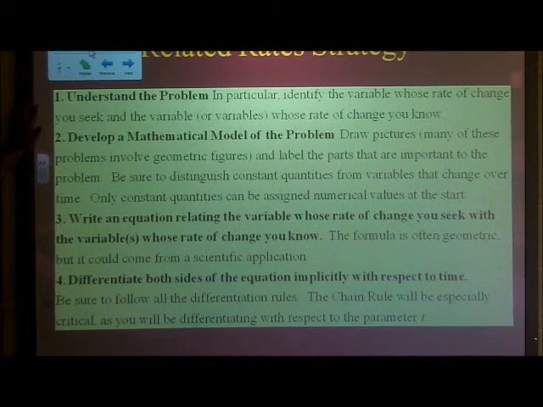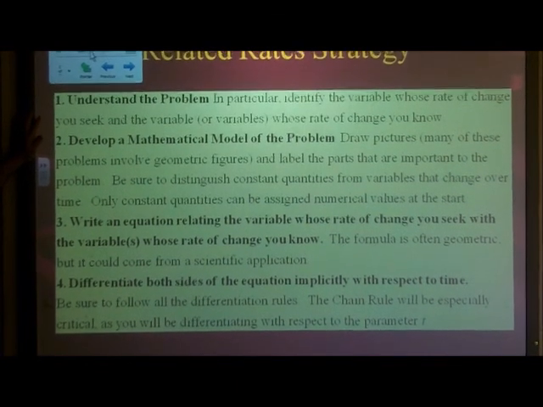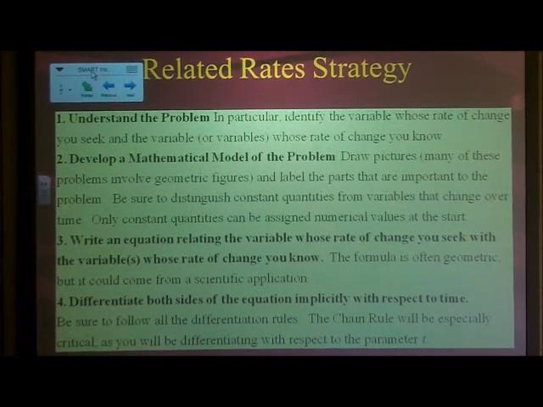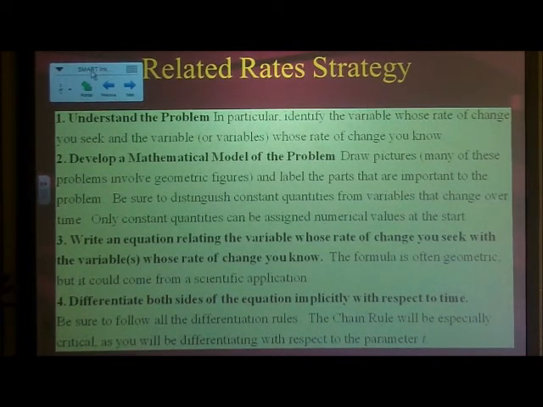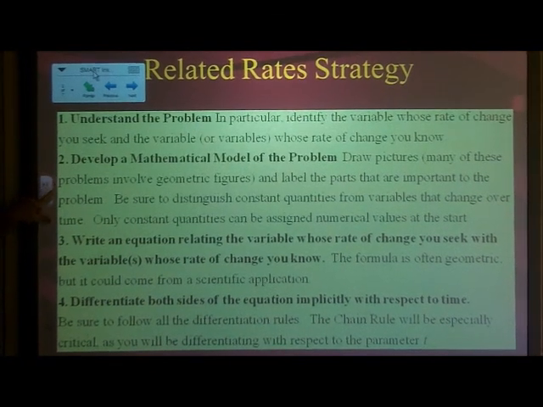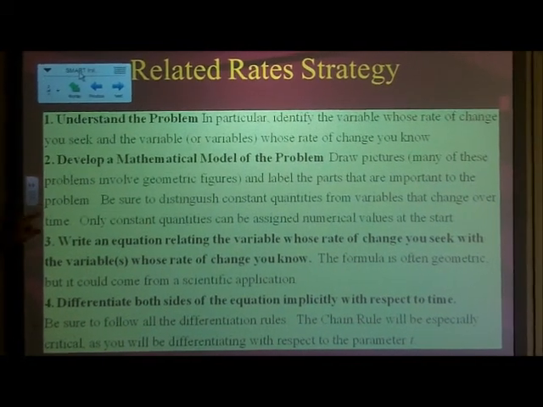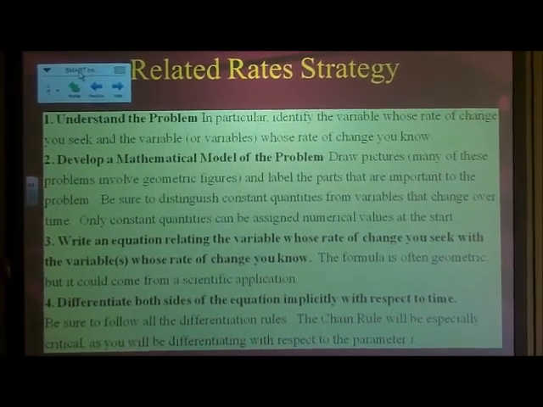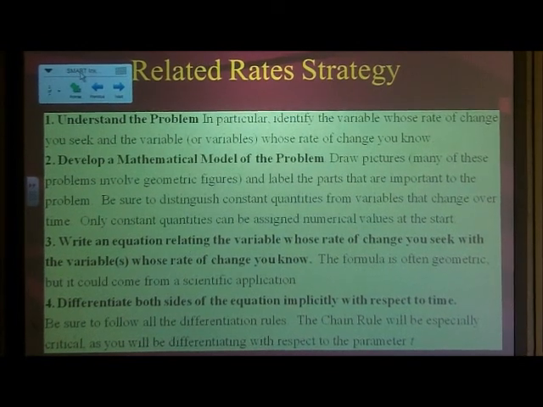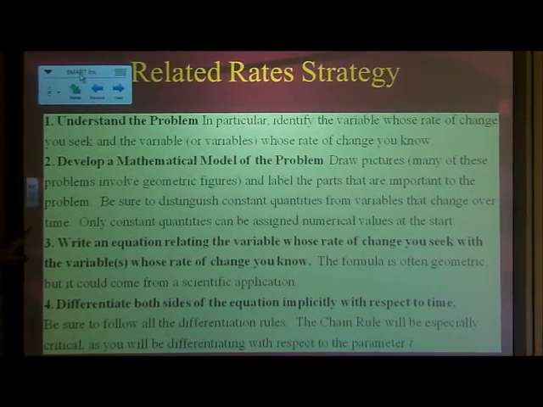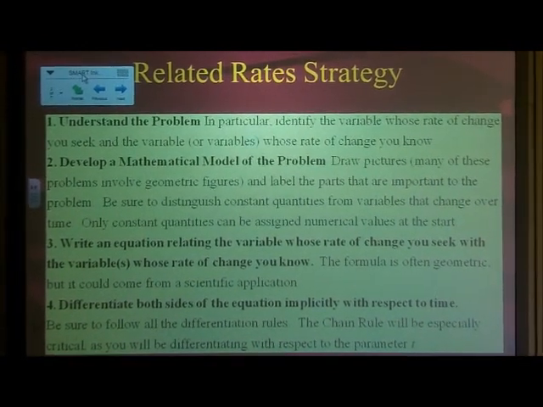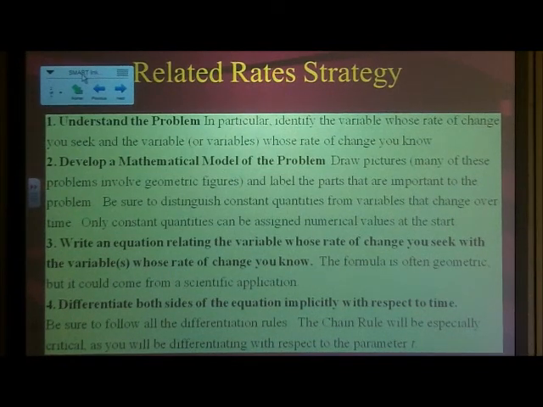So understanding the problem is the most important part, and as I go through and do the example questions, you'll see that I'm going to write down everything I know, and that's how you start these problems. You write down the picture for it, develop a mathematical model, draw a picture on all these related rate problems, draw a picture, step number one. And then you label the picture, and this is really important because in related rates, items are moving.